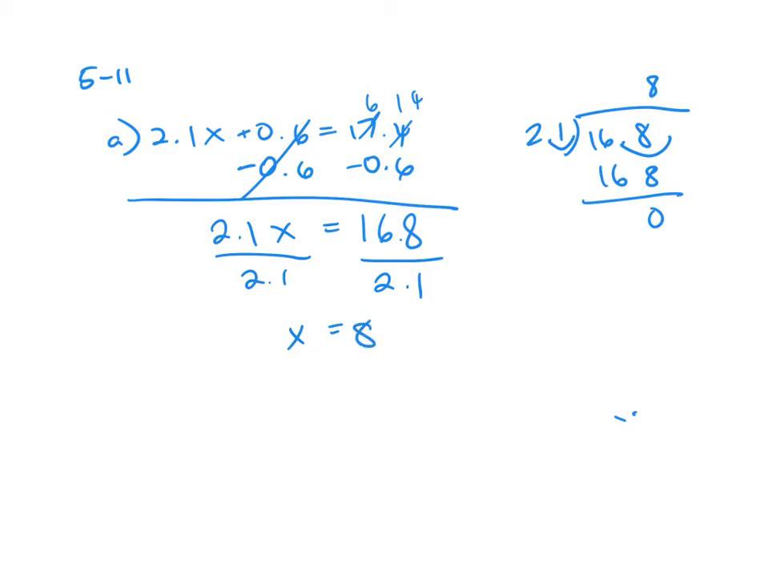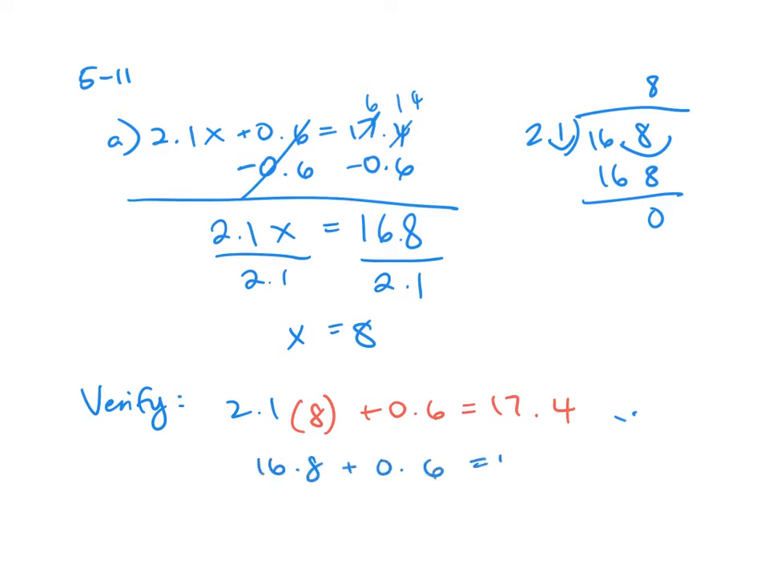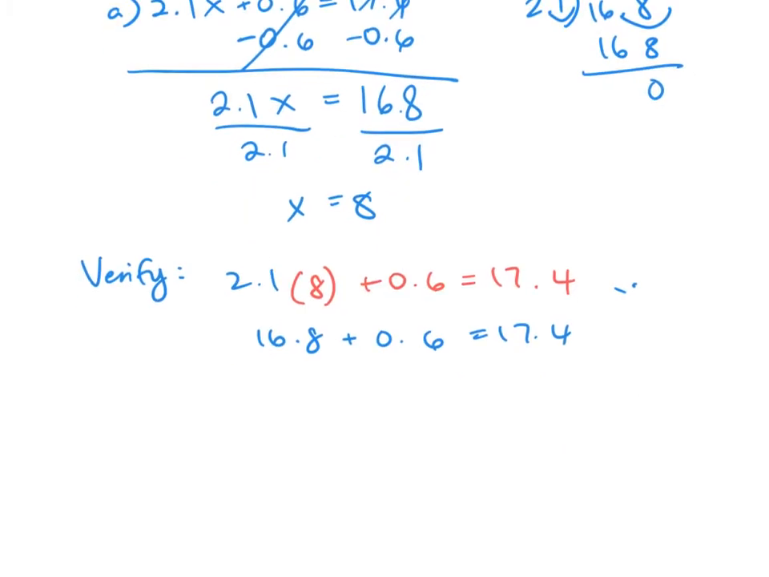And I could check my work by plugging it back in. So verify it's true. I get 2.1 times 8, plus 0.6 equals 17.4. If my left and right side equal each other, then I know I'm correct. So that's 16.8 plus 0.6 equals 17.4. So yes, 17.4 equals 17.4. Check. I am correct.